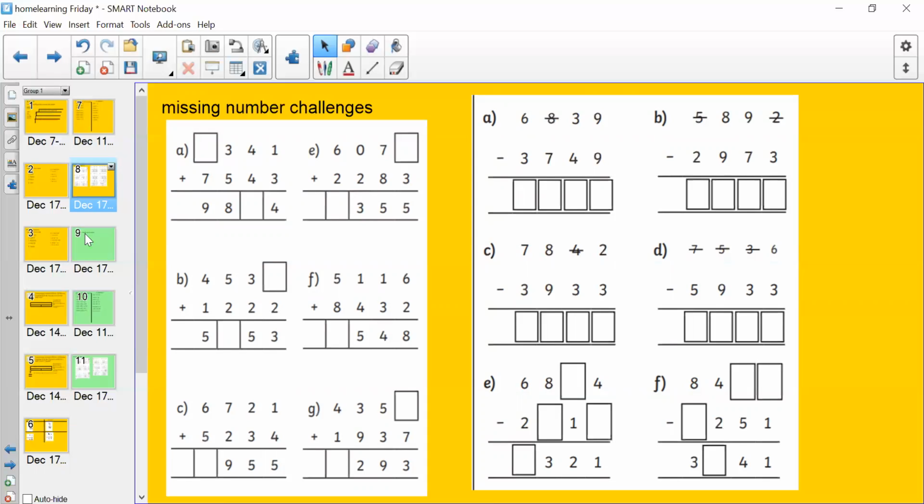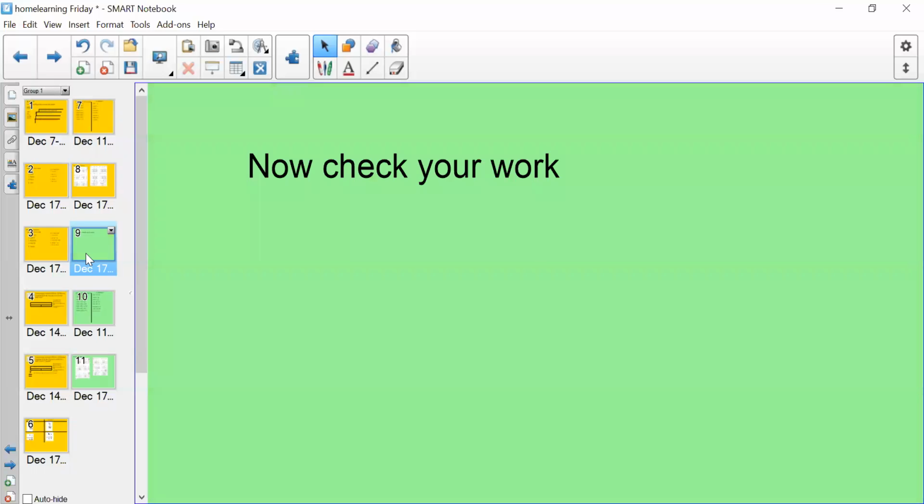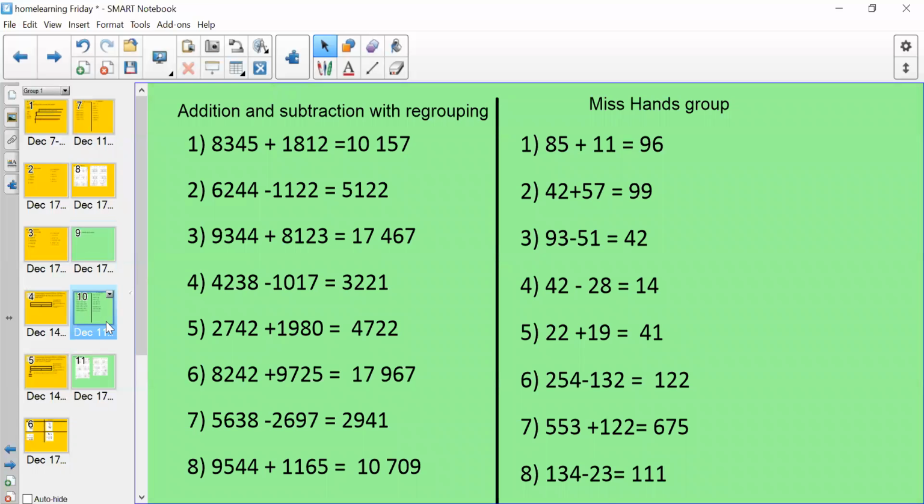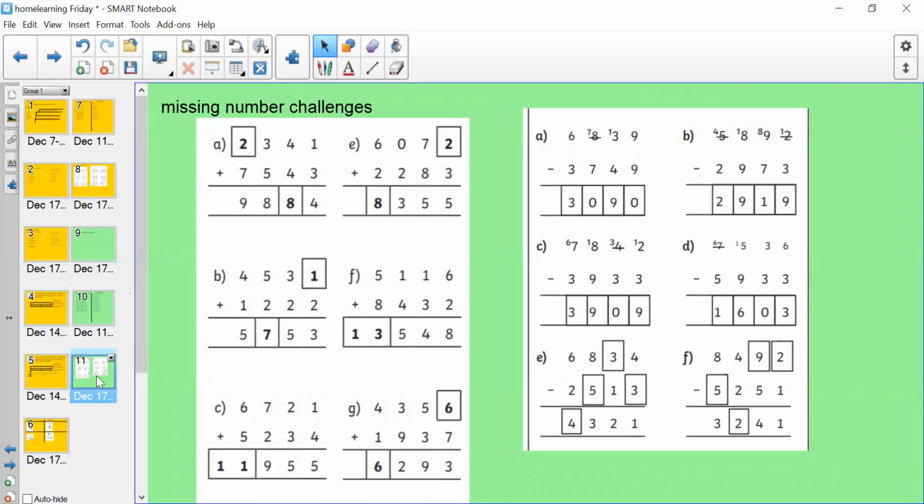Okay, well done. So let's have a look at the answers. So remember, when you're checking your work, if you've made any mistakes, try and do the sum again to see where you went wrong. So these are the answers for the first 8 questions that you did. So pause the video, check your answers, and see where you have gone wrong if you have made a mistake. Okay, and then let's have a look at the answers for the missing numbers. So pause the video and check your work there.